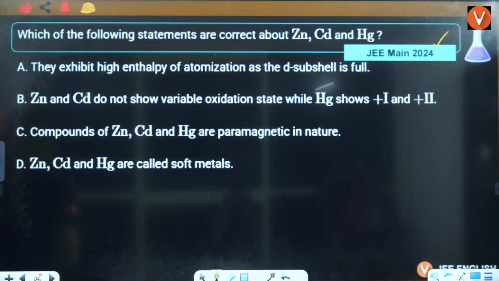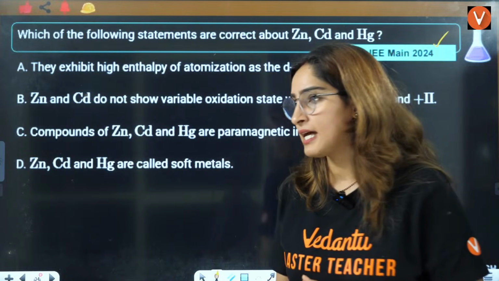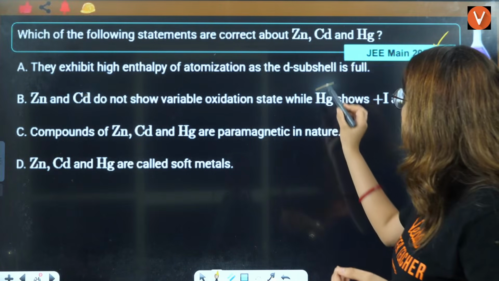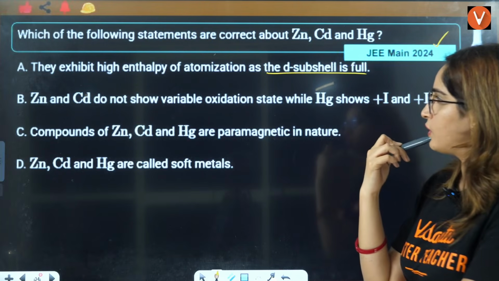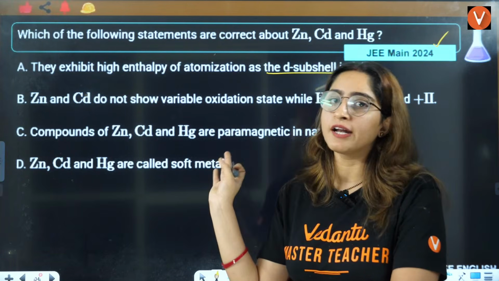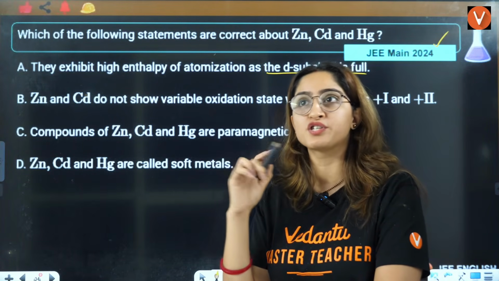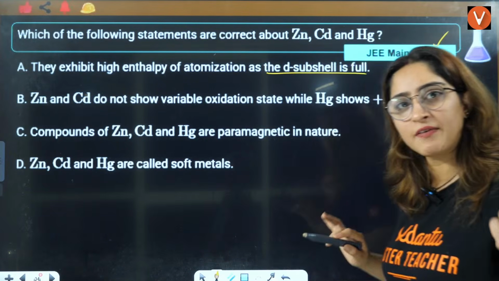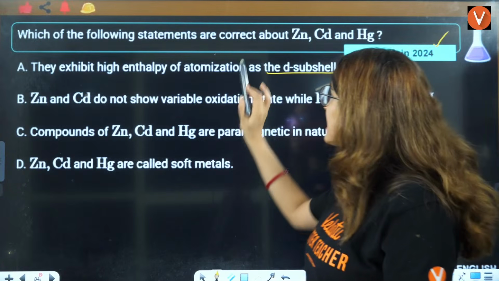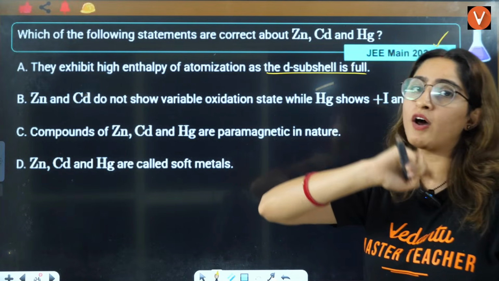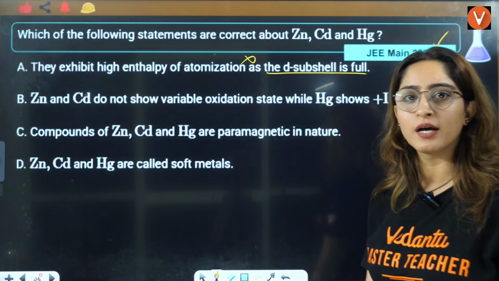Now, Pratap, tell me what you're not able to understand so that I can bring some light there. Yes. So if you see this, they exhibit high enthalpy of atomization as the d subshell is full. Enthalpy of atomization is high. Can you see? I think they are after enthalpy of atomization. You should definitely know which is maximum, which is minimum. The pattern you can observe, right?